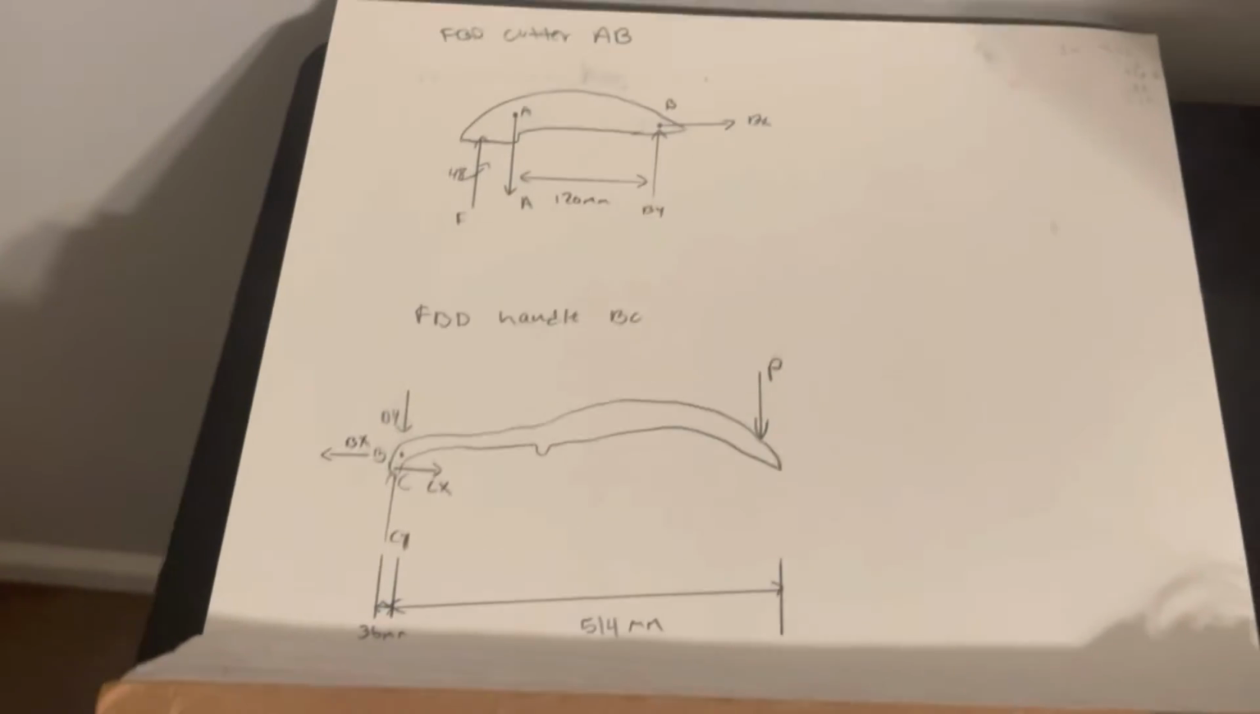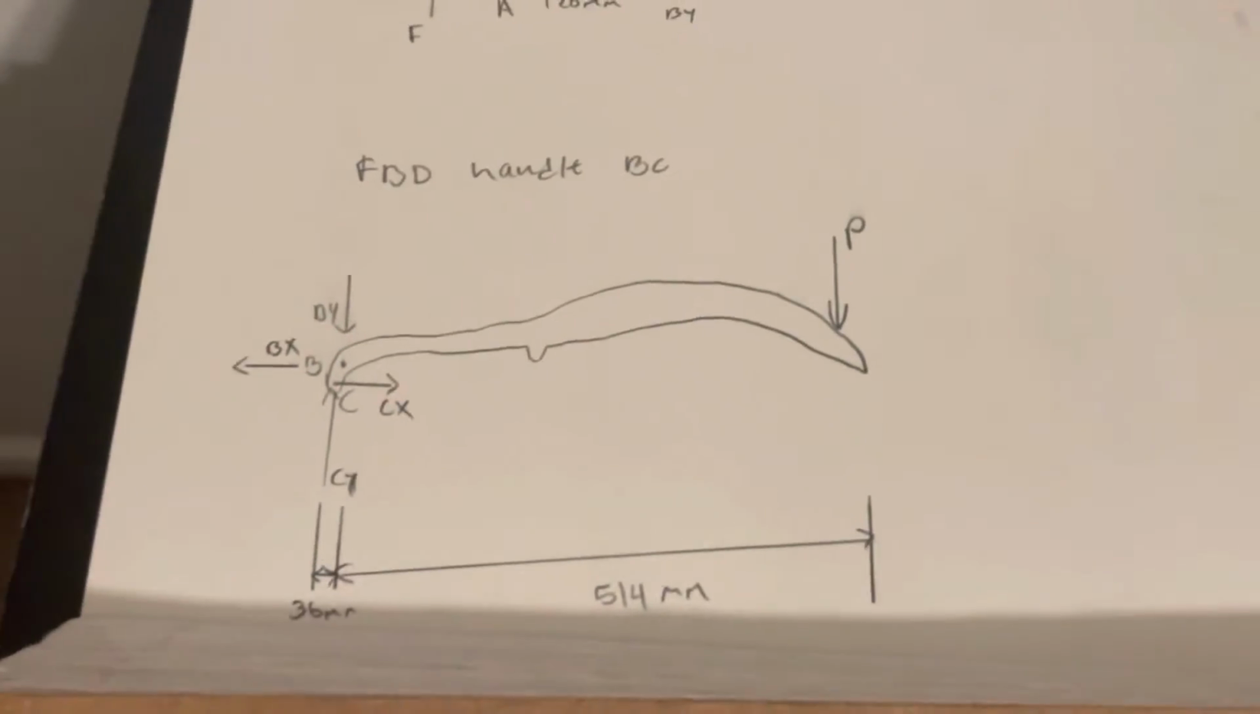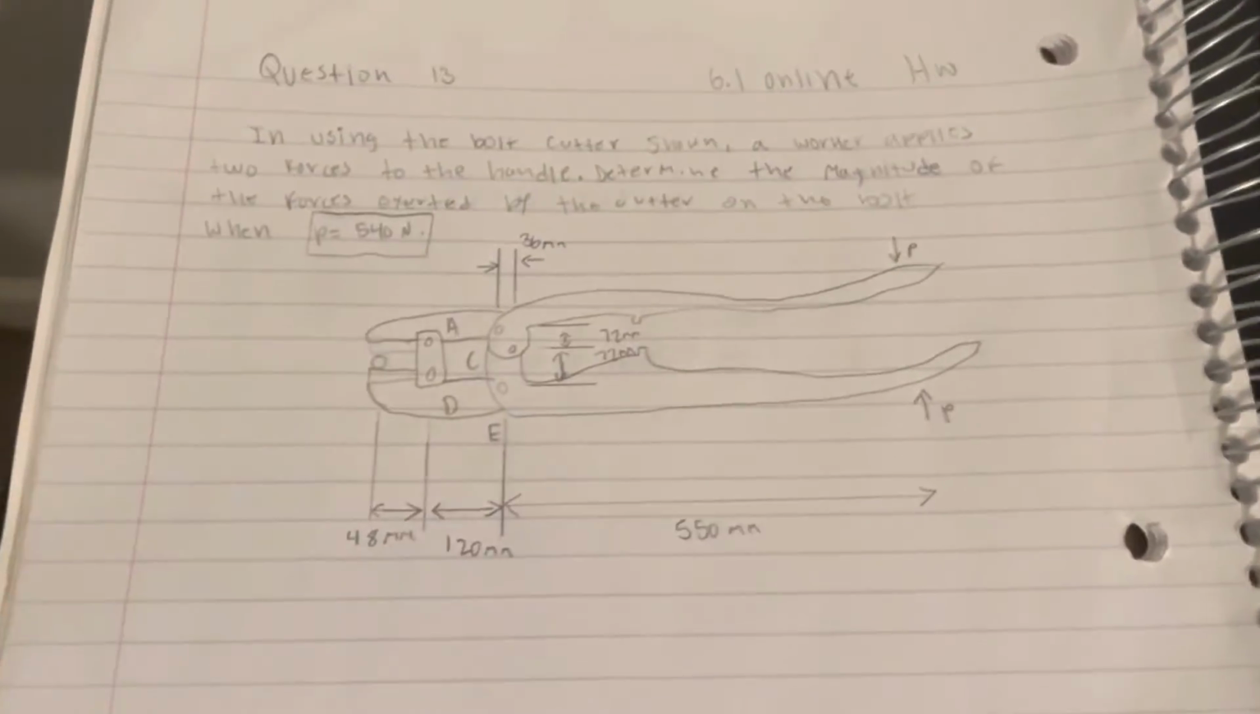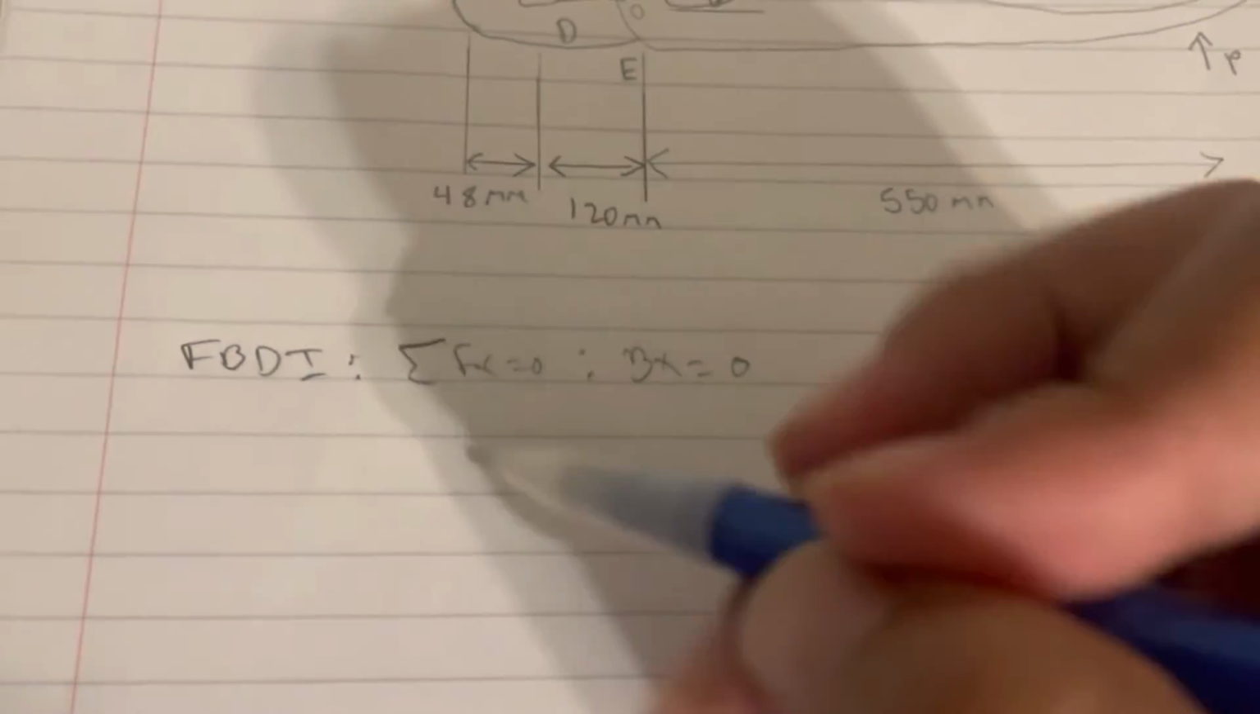So now we have our FBDs, the FBD cutter and the FBD handle, which is BC and then AB. And then this was our question. So now we can move on to the calculation. We can start with the first FBD, FBD1. All right, let's go. We could do the sum of Fx equals 0, and then we find that our BX is going to equal 0. So now we could do our FBD2.